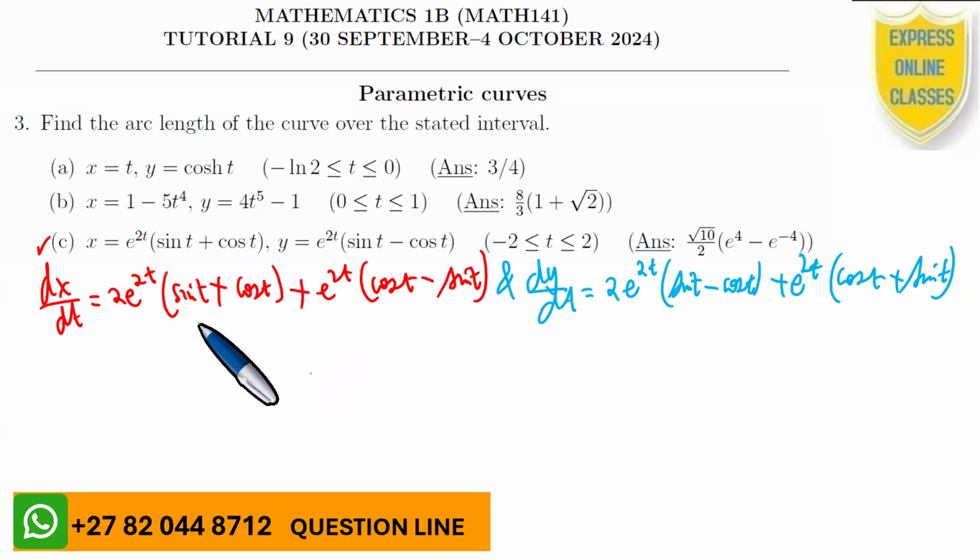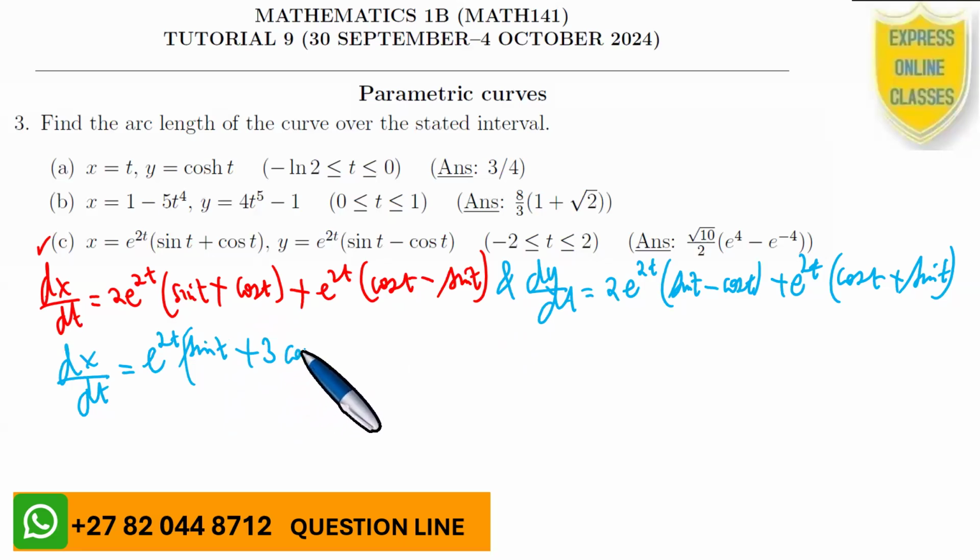Can this be simplified any further? Like you have this one, 2e to the power 2t sine t. Now the cosine is going to be that. The dx dt is equal to e to the power 2t, and this is going to be sine t, because there are two of the e to the power 2t, but you minus one of the e to the power 2t. And then there is also 2 of the e to the power 2t for the cosine plus e to the power 2t, so it's going to give us 3 of the cosine of t.